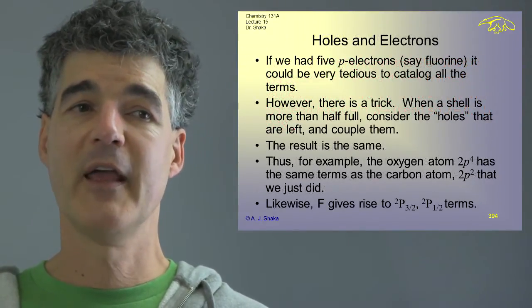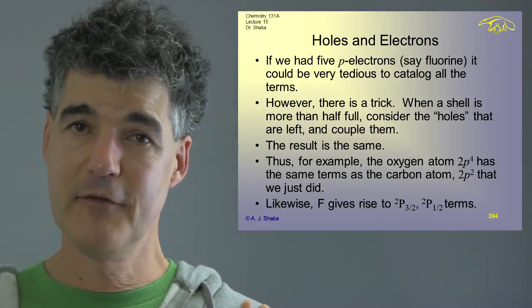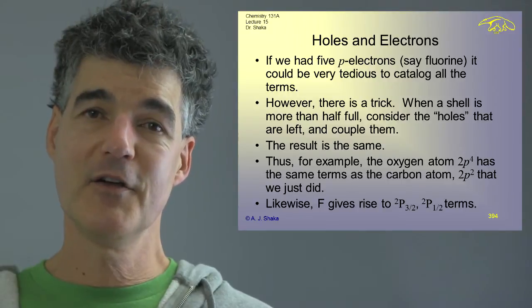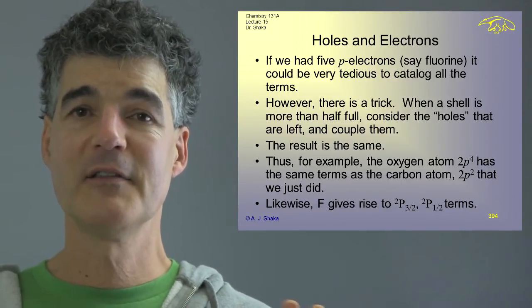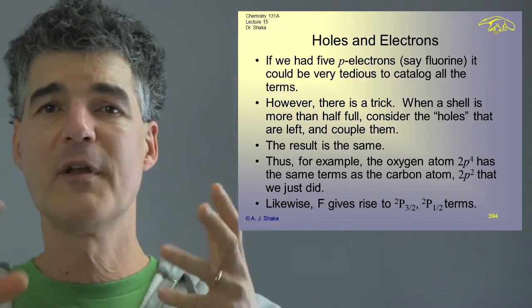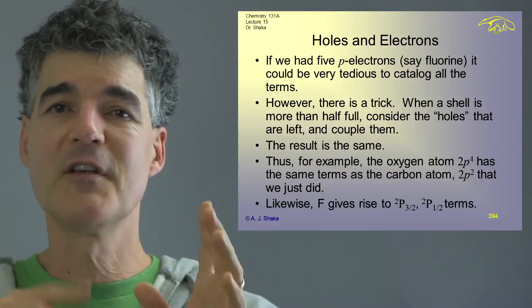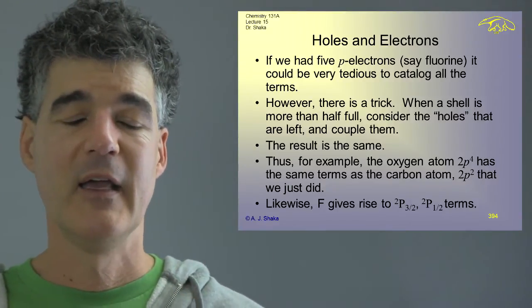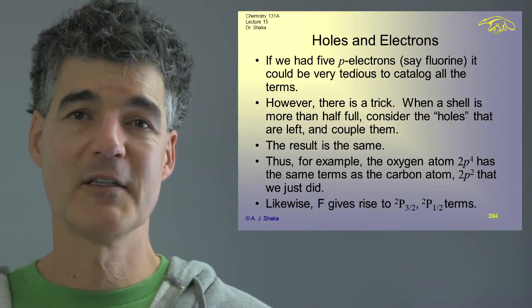Suppose, on the other hand, we had 5 p electrons, say fluorine. If we took all 5 electrons and said, boy, this is a mess because all these orbitals are filled, and so there are these millions of combinations that are no good because we can't have the electrons that way. It would be very, very difficult to do, and it would take a long time.